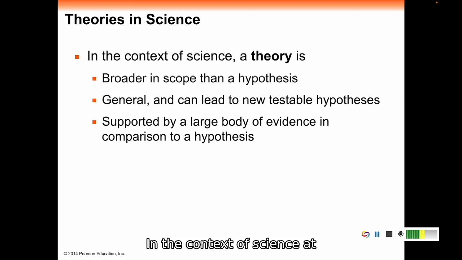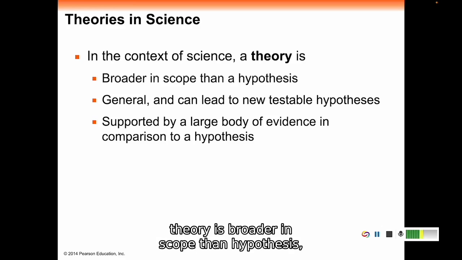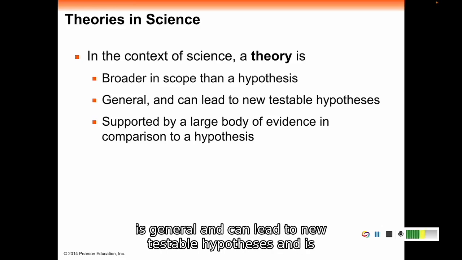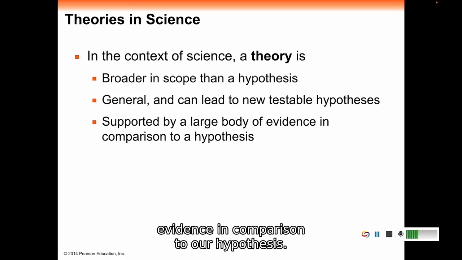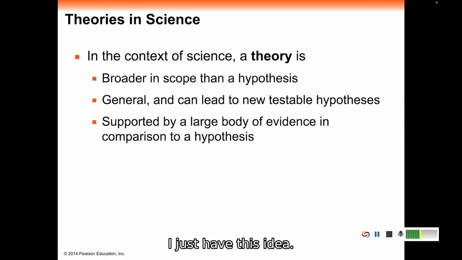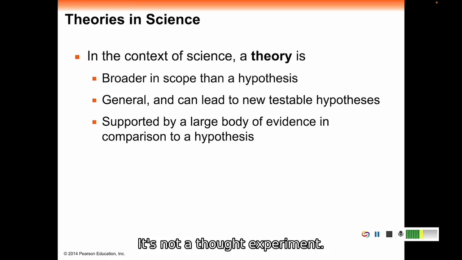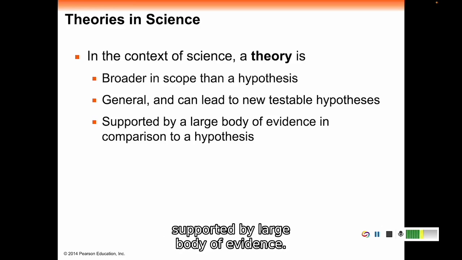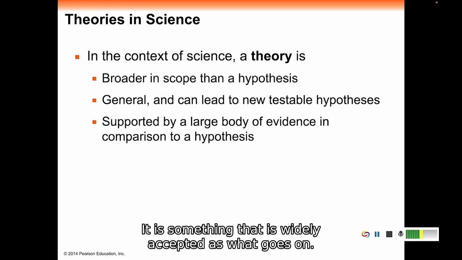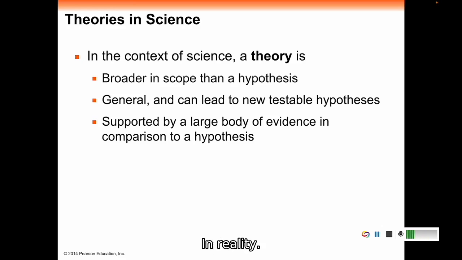In the context of science, a theory is broader in scope than a hypothesis. It is general and can lead to new testable hypotheses and is supported by a large body of evidence in comparison to a hypothesis. So a theory doesn't mean, "I have this theory, I just have this idea." It's not something that you just randomly thought up. It's not a thought experiment. It's not something philosophical that may or may not be true. It is something that is supported by a large body of evidence. It is something that is widely accepted as what goes on in reality.